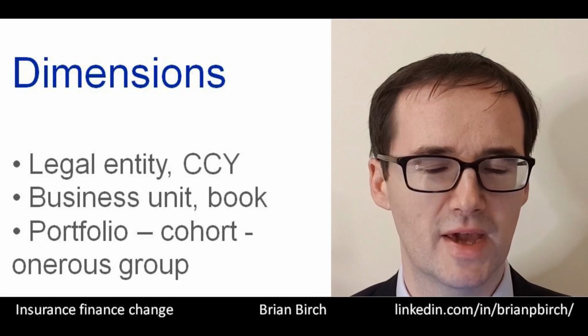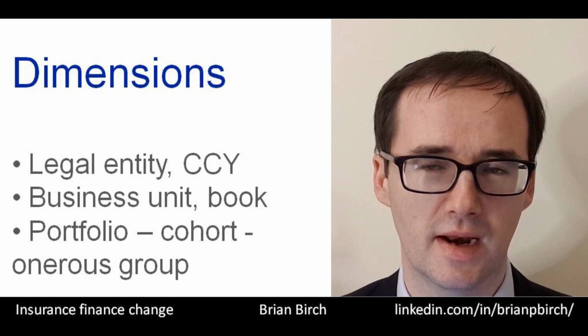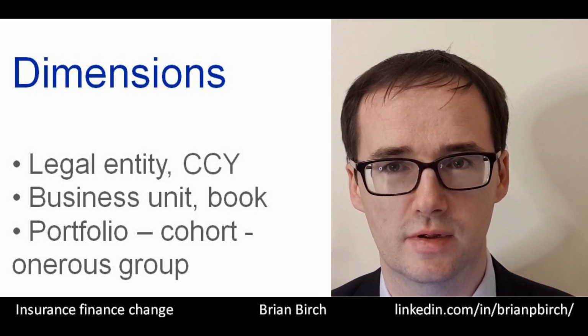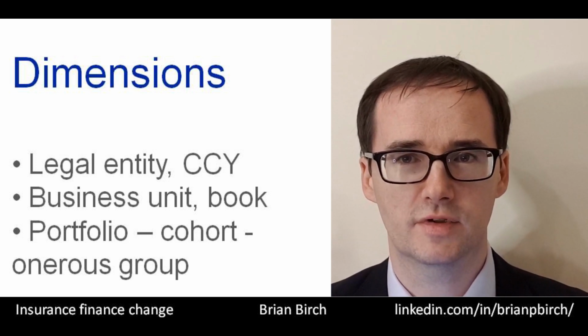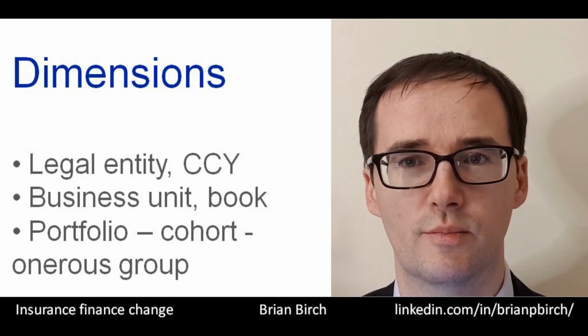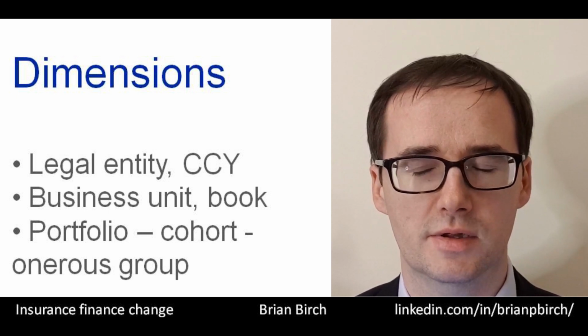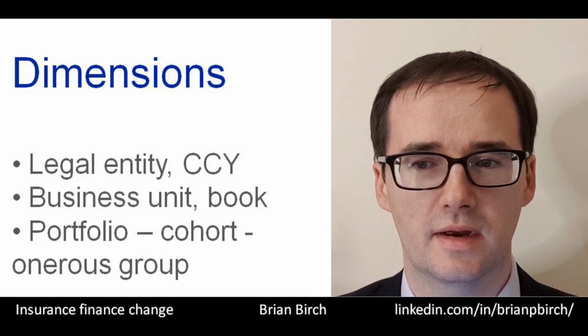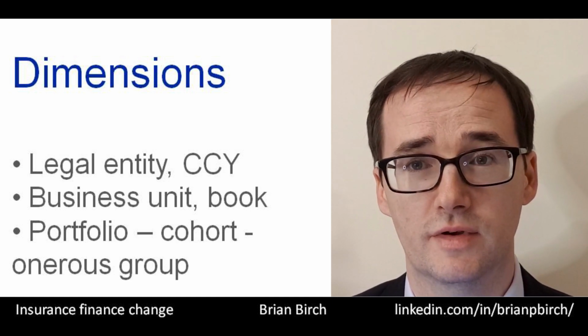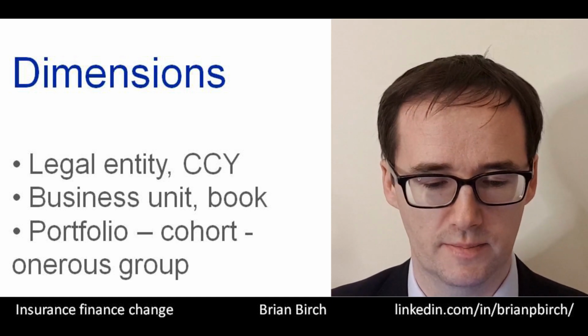There's a dimension view of all of this, looking at legal entities, looking at currencies, business units, books or types of business, and then in an IFRS 17 sense, portfolios, cohorts, and onerous groups. These are ways of breaking down the policies and the liabilities and essentially understanding them in ways that are relevant to the IFRS 17 reporting.